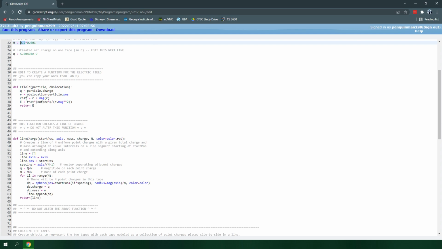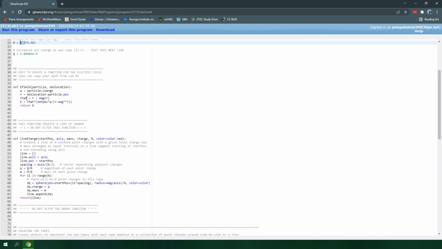And conversely, the only other force acting on the tape in this model is the electric force. So you can see that represented by this white arrow, and it must be equal and opposite to the gravitational force in order to keep this tape floating. So the net force has to cancel out to zero in order for the tape to stay at rest.